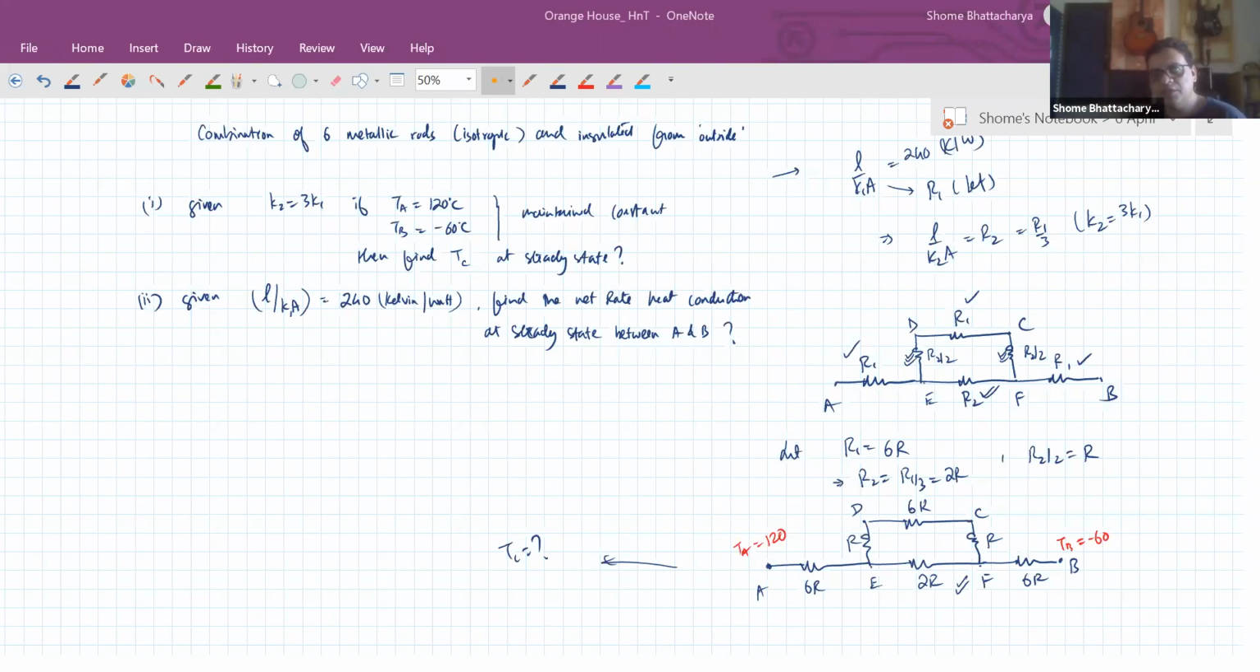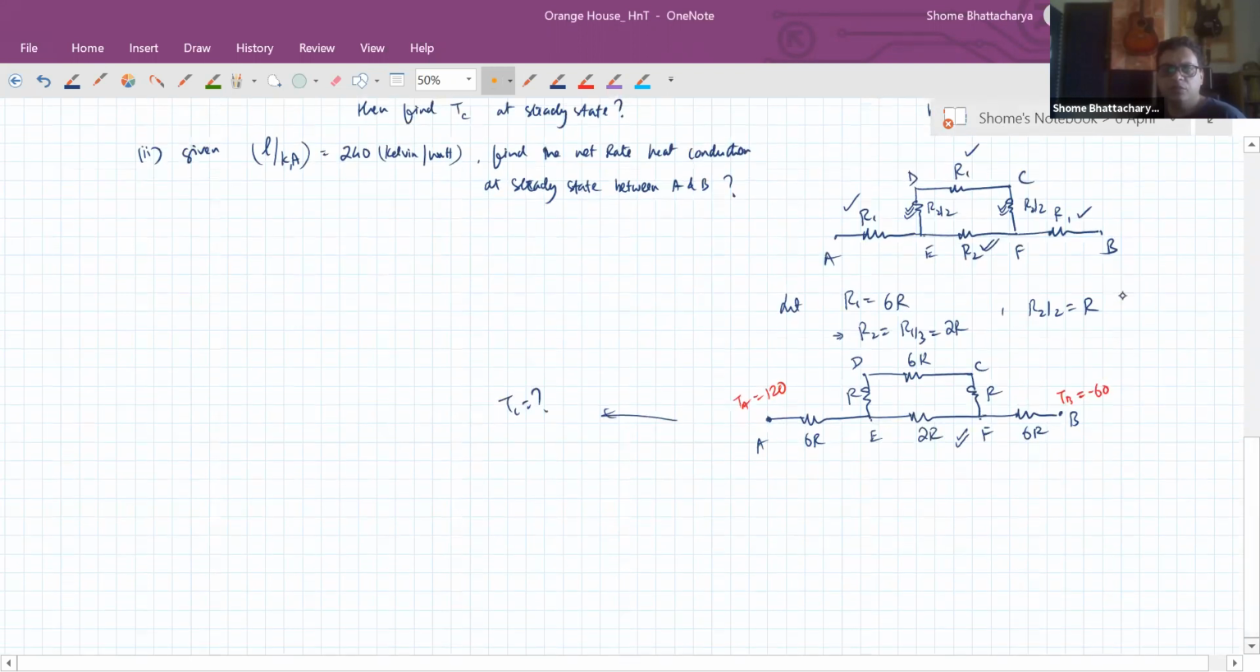Understood how that came? No? Because K2 is 3 times K1, and then we have R2 by 2. So it is more convenient to take R1 as 6R, so that we get these two as 2R and R. Understood now? No? Okay. So that's just a matter of convenience.